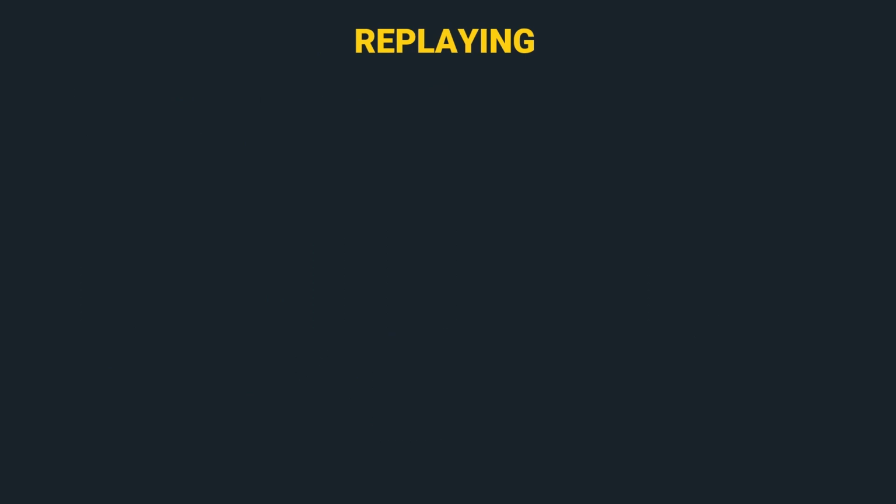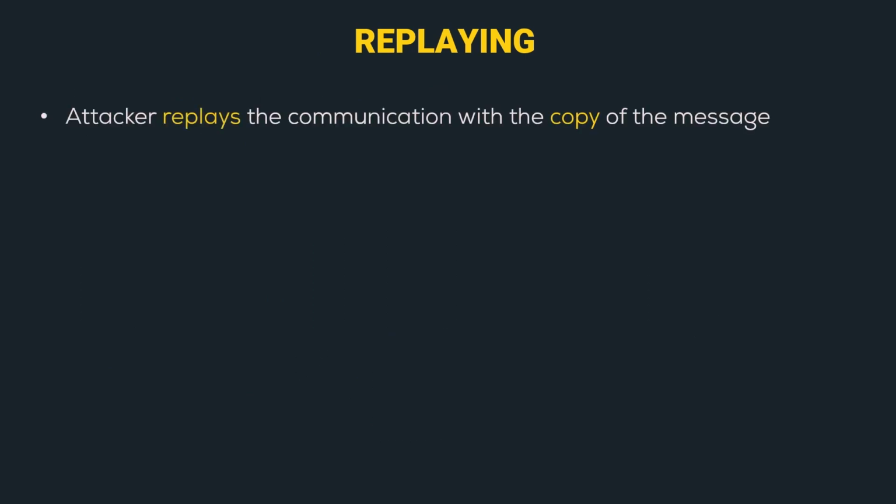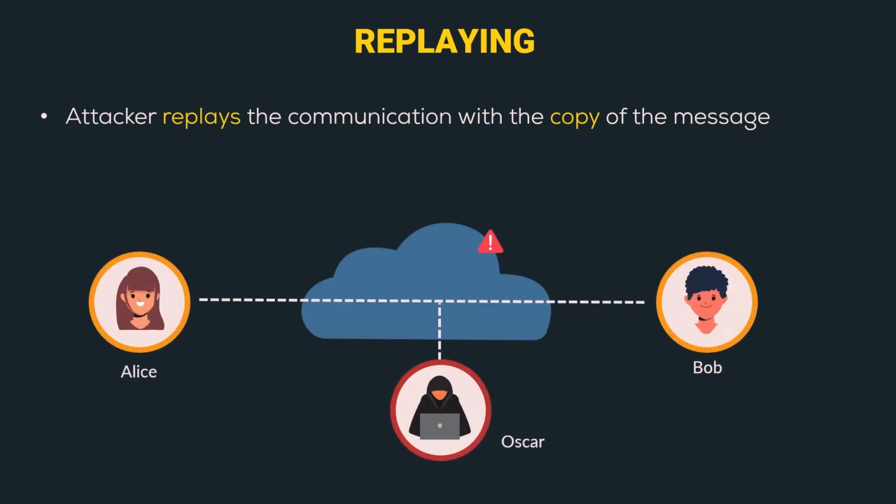Let's move on to the next attack, that is replaying. In this attack, the attacker replays the communication with a copy of the message. Let's understand this using some graphics. Here, Alice sends a message to Bob, and since the channel is public, Oscar also gets a copy of it. Note that here the message is not encrypted, so Oscar can view its content.